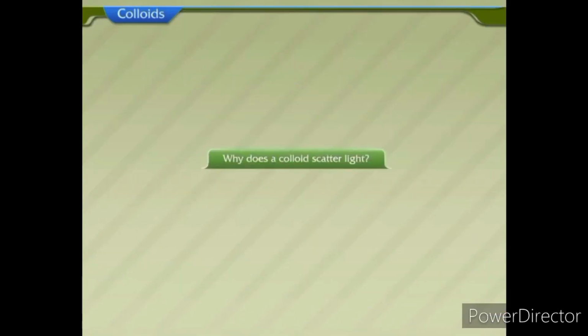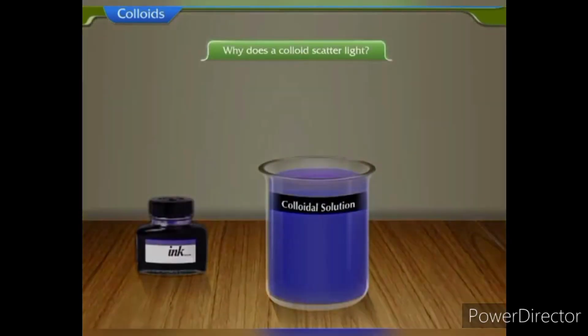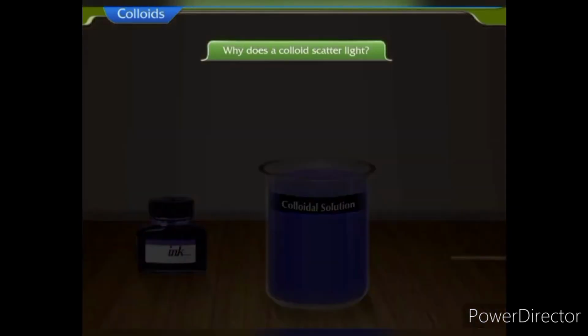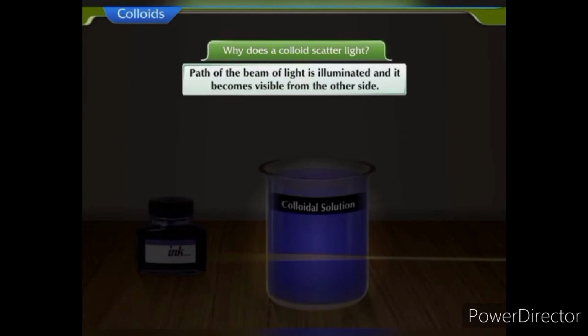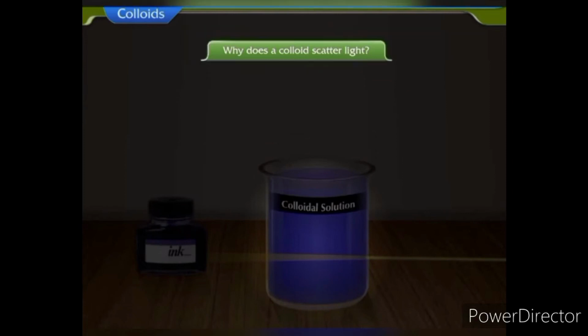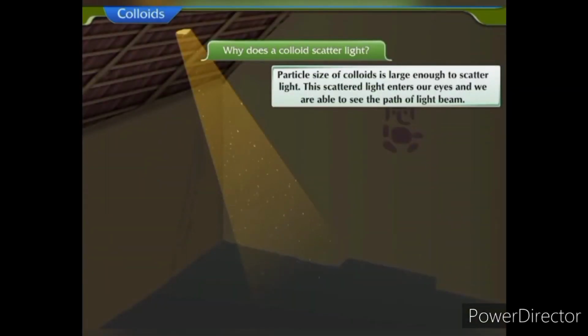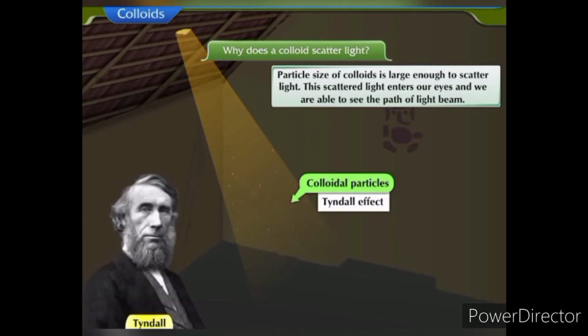Why does a colloid scatter light? If a beam of light is put on a colloidal solution like ink in a dark room, the path of the beam of light is illuminated and it becomes visible from the other side. The particle size of colloids is large enough to scatter light. This scattered light enters our eyes and we are able to see the path of the light beam. This scattering of light by colloidal particles is known as the Tyndall effect. It is named after the scientist Tyndall.